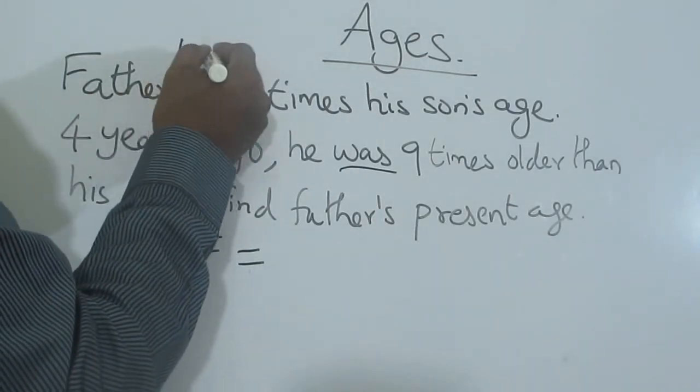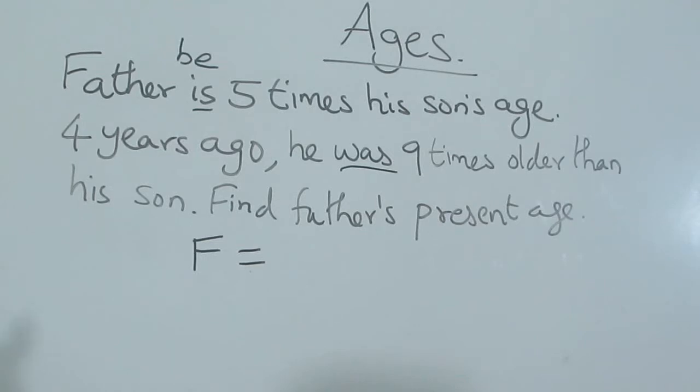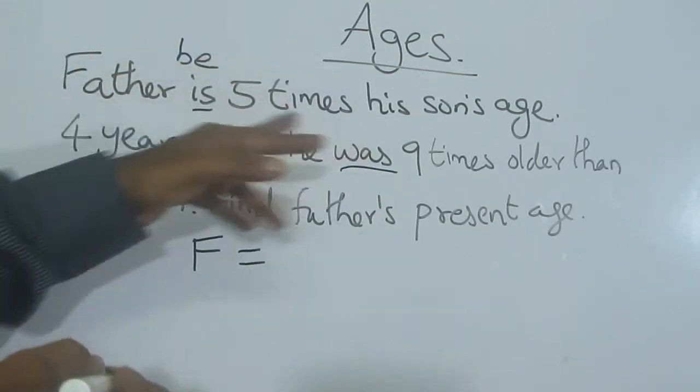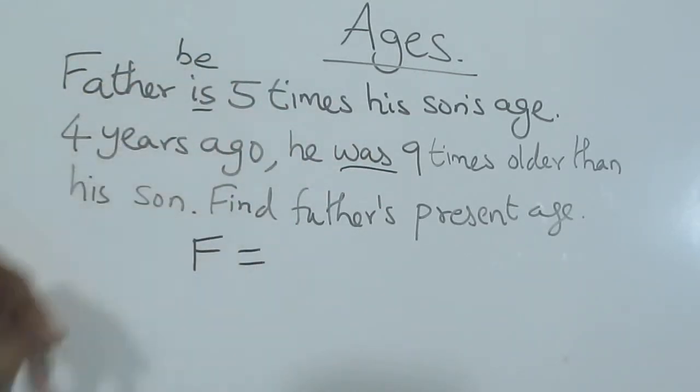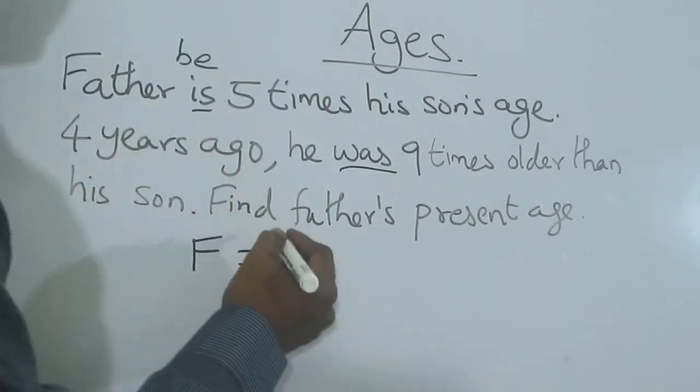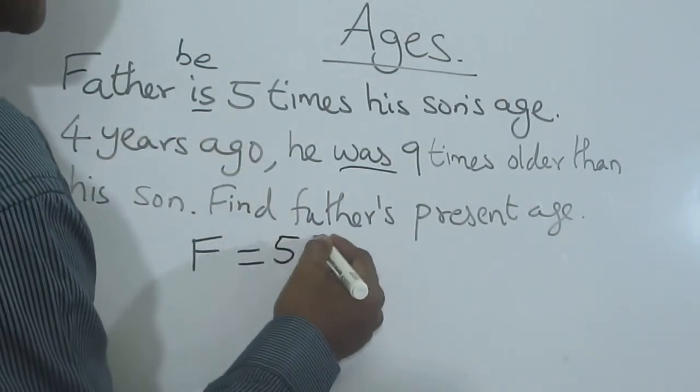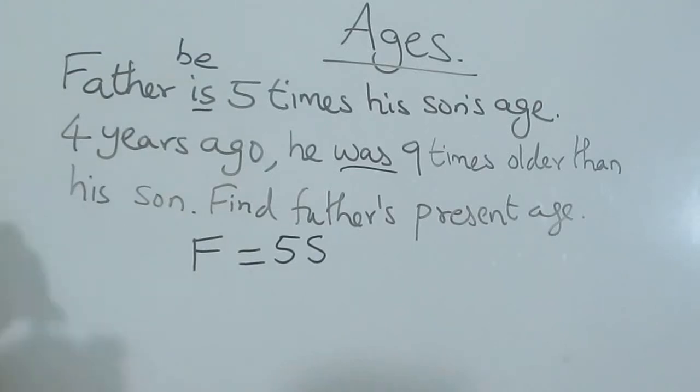This is the B form of verbs. What are the B forms of verbs? Is, am, are, was, would. Something like that. So many B forms of verbs we can just replace with equal to. So 5 times his son's age, so F equal to 5S. Don't take x and y, sometimes you may misplace the ages.